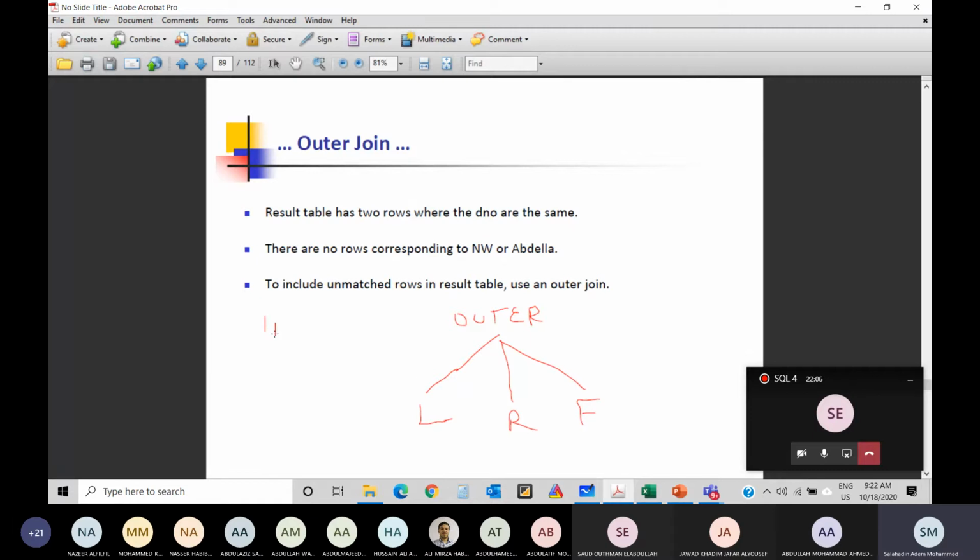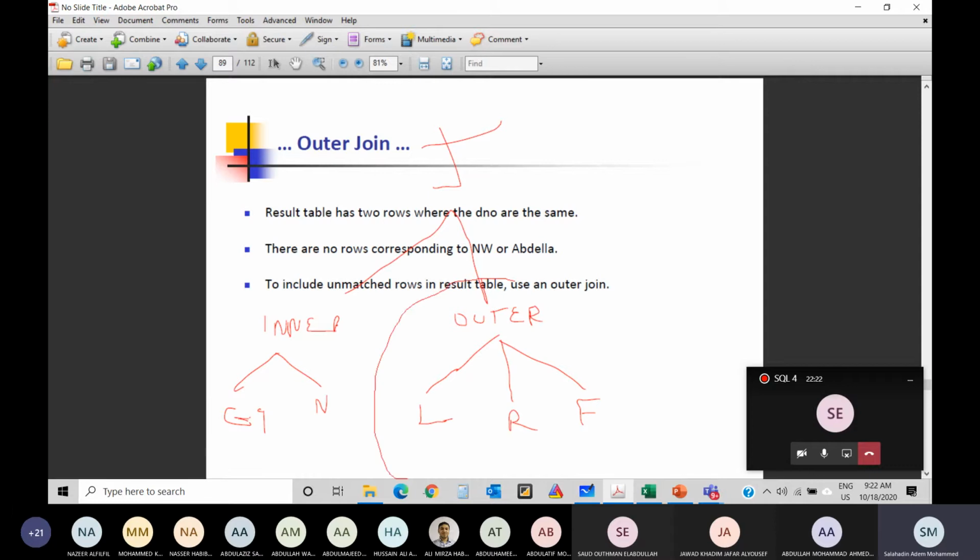Of course, we already talked about inner join. Inner join, we said we have two of them: equijoin and natural join. Of course, this is the whole set of joins. They are divided like this. Join is inner join, outer join, and so on.